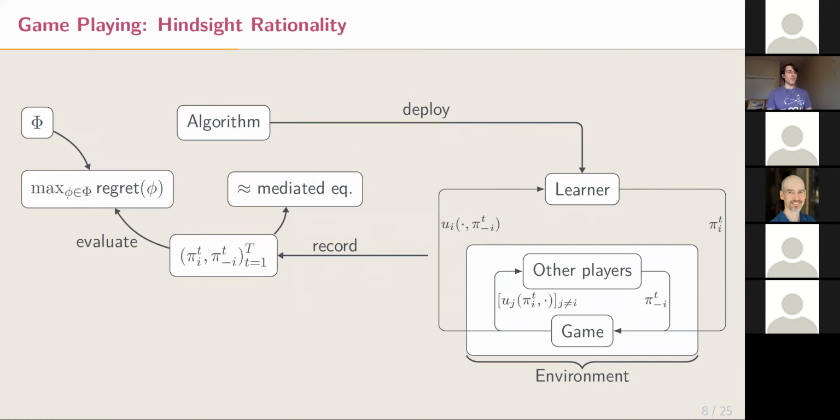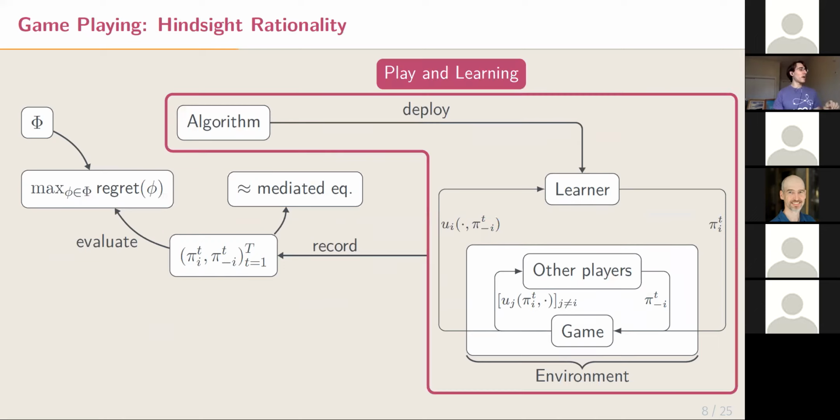Now we can see what the whole picture looks like under hindsight rationality. Here at the top of the diagram, we have some algorithm that we're going to deploy, and it's going to become a learner in this online learning process. That learner is going to play strategies in the game and learn over time simultaneously. And remember that this bit is actually where the actual problem is. The problem we're trying to solve is represented by this game, and we're going to deploy a learning algorithm to solve it.